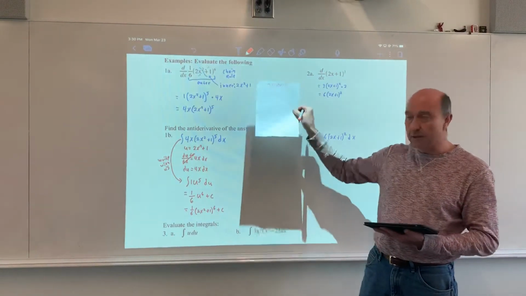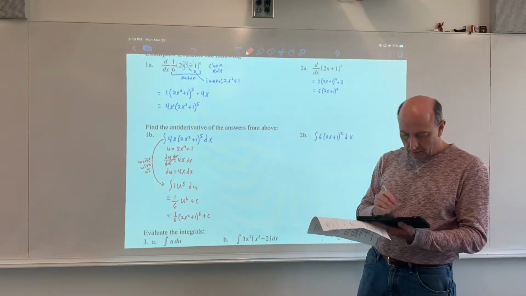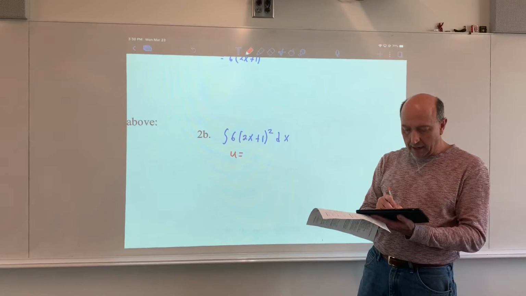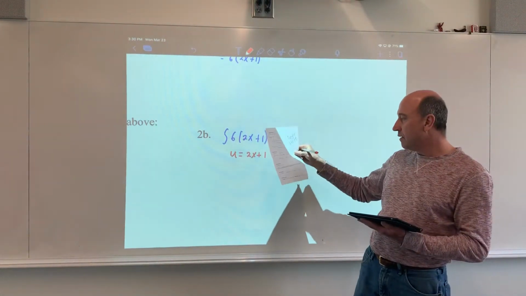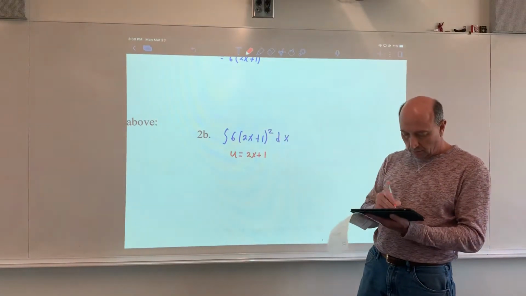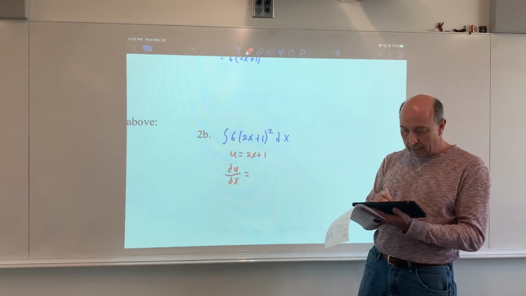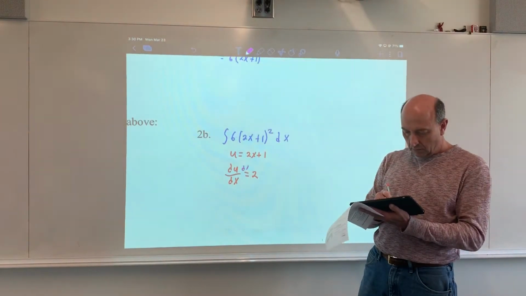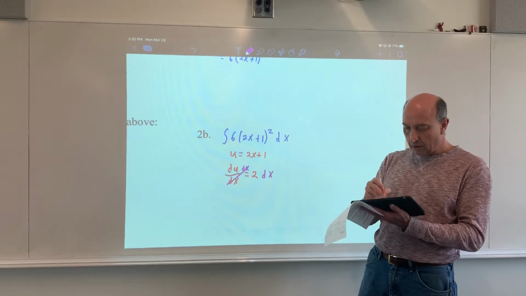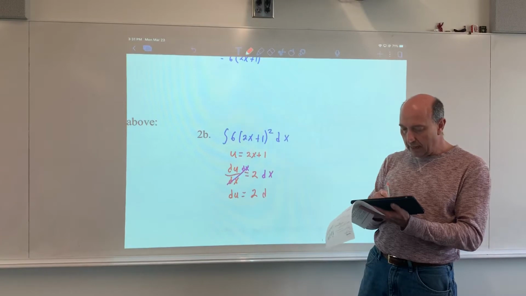So what was our process? Our process was let u equal the inner formula. So u equals the inner formula, 2x plus 1. Then it says find du. The derivative of u with respect to x is 2. Multiply both sides by dx. So you want to find du equals 2 dx.